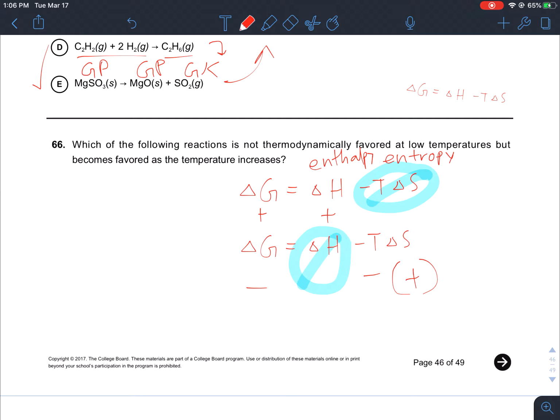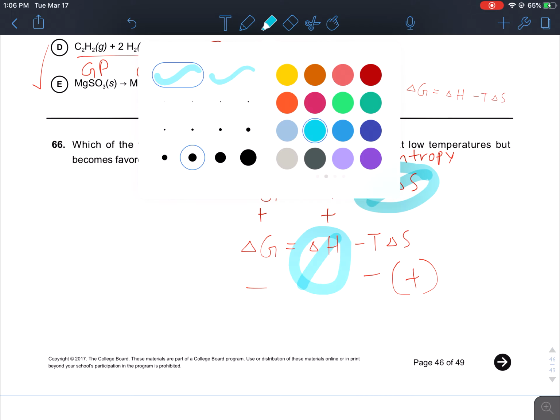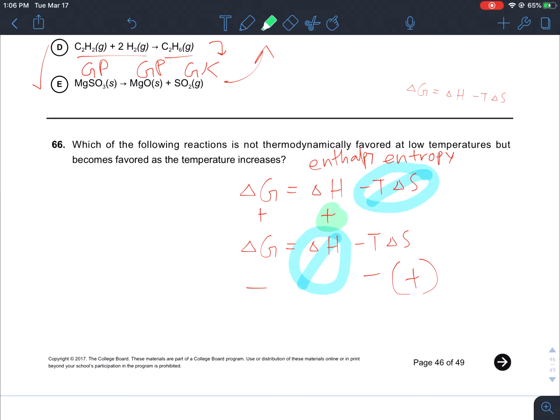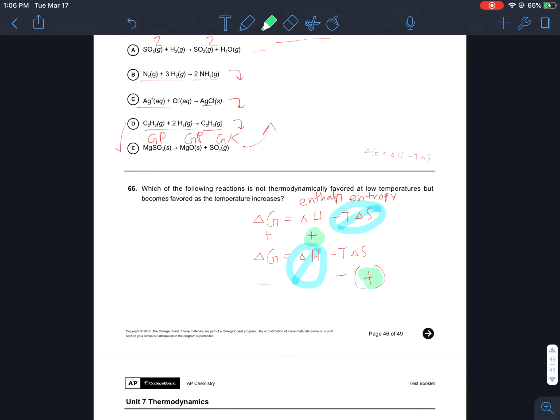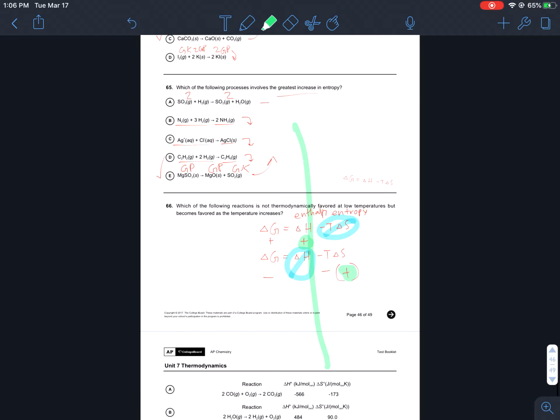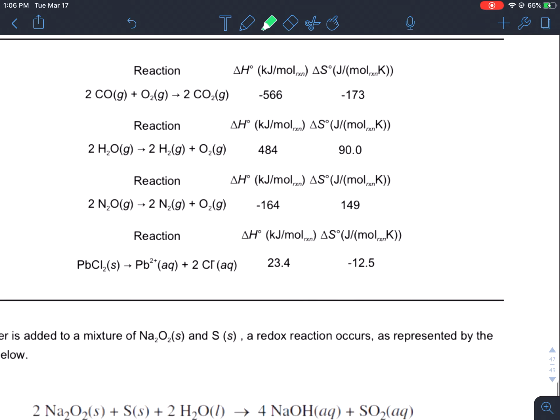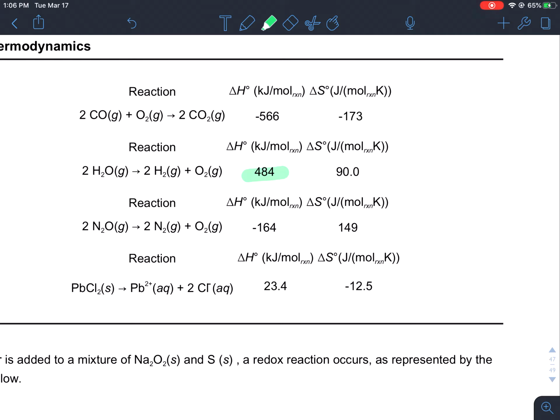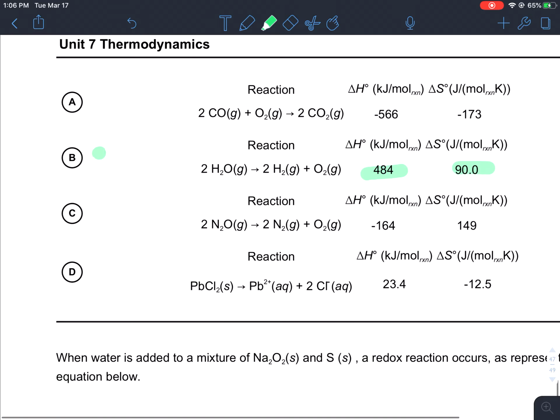That's what happened here. So what we just figured out is that delta H and delta S were both positive to begin with. So what's the possible answer? Bingo. Everything else has other delta S's and delta H's. You use the delta H and delta S that are both positive, and that's the only one that has it. The correct answer is B.